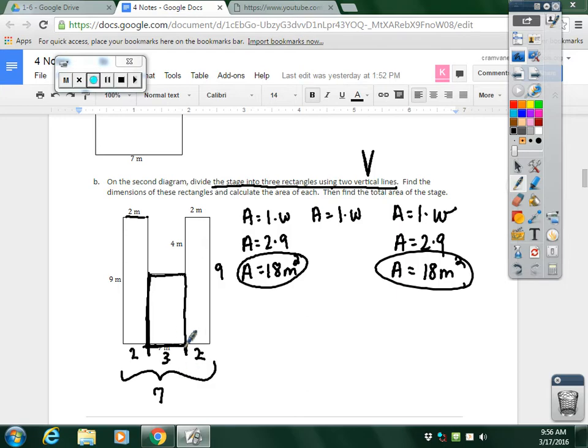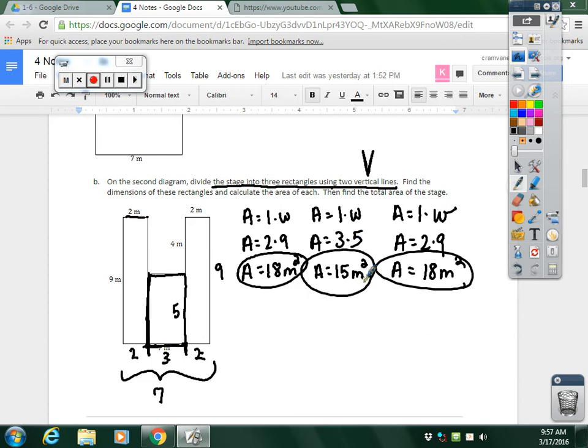So this is 3, and I have to figure out how tall this is. And I remember from the problem we just did, because this whole thing is 9, this has to be 5, because 4 plus 5 is 9. And I'm going to do 3 times 5, which is going to give me an area of 15 square meters.